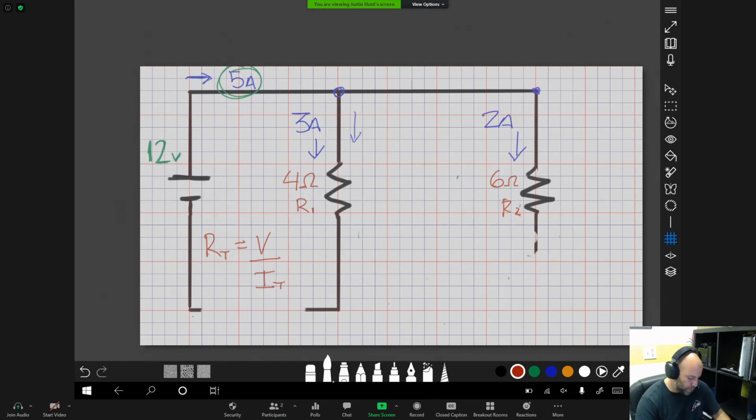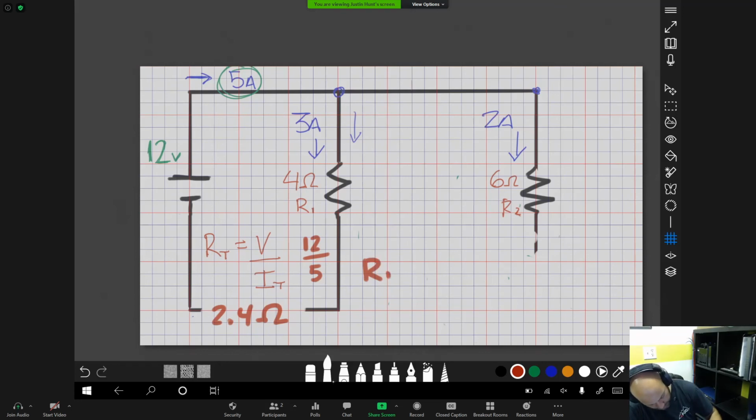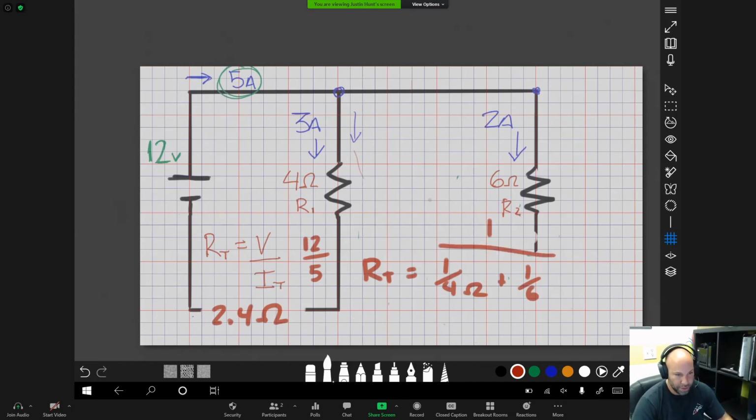Okay, so for our first attempt with our first formula, we got 2.4 ohms. That's using voltage over the total current, which is 5 amps. Just a refresher real quick, 12 over 5 is 2.4 ohms, respecting that we're talking about resistance here. So let's look at the other side of that, which would be RT is equal to our resistance value, 1. Let's punch this in the calculator real quick.